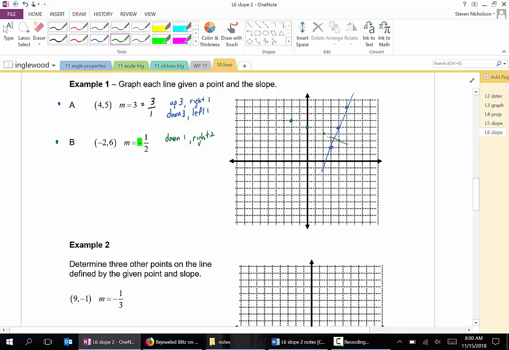So slope allows us to draw our lines really quickly, really nicely. And again, it's this idea of slope as a traffic cop.